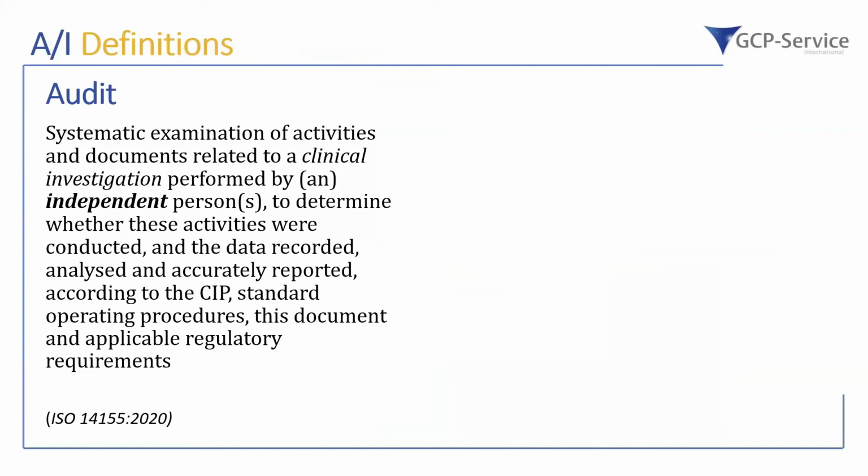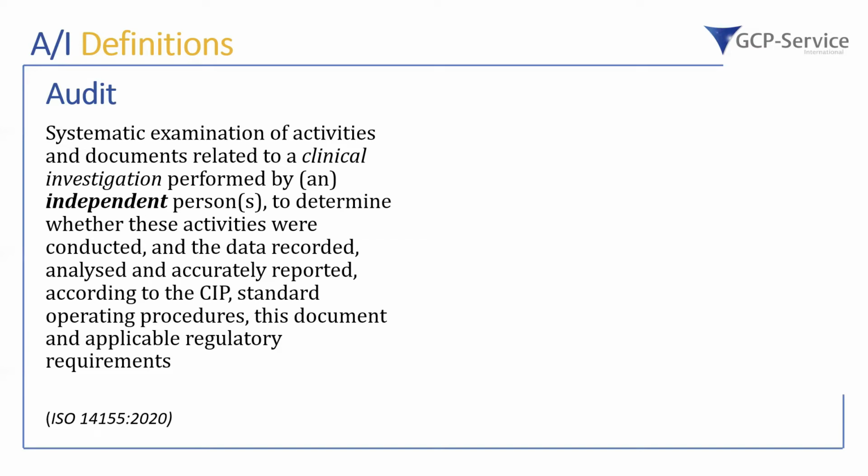Let's briefly recap the definitions. The audit definition is stated in the ISO 14155, the latest version from 2020, which is the good clinical practice in clinical investigations. And the highlight is that this systematic examination of activities and all documents which are related to the clinical investigations should be performed by independent personnel. And this independent personnel means that they are independent of the clinical operation, which means that they are independent of the execution of the projects of the clinical investigations.